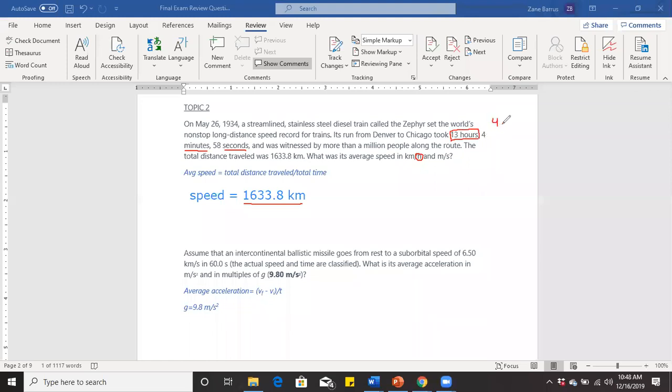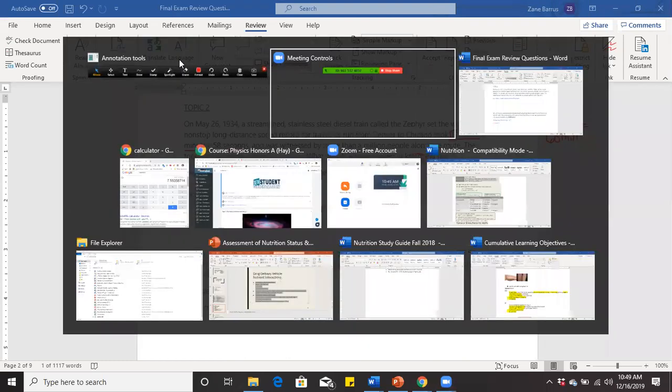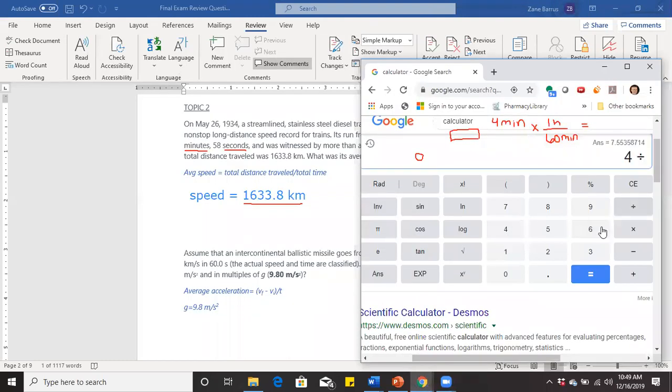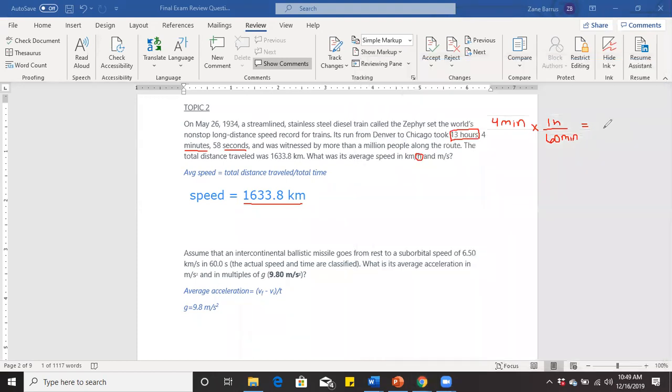Let's say I wanted to convert 4 minutes into hours. If I take 4 minutes and I realize that for every 60 minutes, there is 1 hour, I can use some dimensional analysis to calculate this. So 4 minutes times 1 hour divided by 60 minutes. Let's whip out the calculator real quick. So 4 divided by 60 tells me that I'm dealing with about 0.067 hours. Let's do the same thing for the seconds.